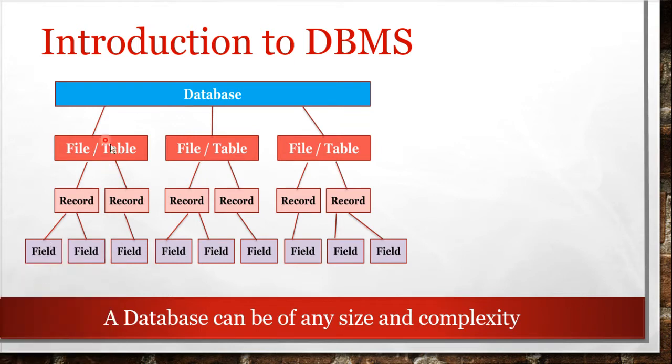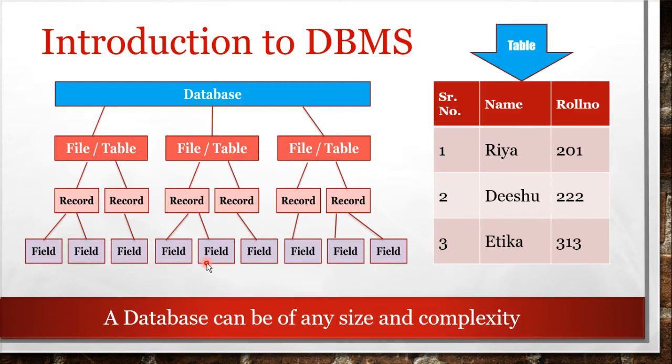Next, tables have multiple records, and each record has multiple fields. Okay, so this is the hierarchy. For example, this is a table with 3 columns: serial number, name, and roll number. Every entry represents the record of one student. Take a student table that stores just the name and roll number of the student. Here every student is identified by a serial number, name, and roll number. So we have records of 3 students, because every row represents the record of one student.